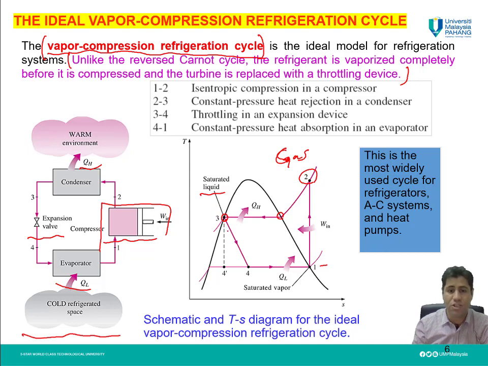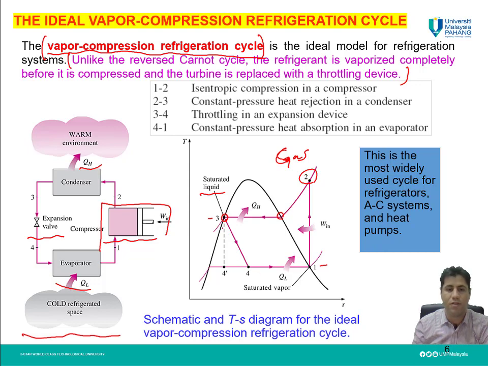Then from state 3 to state 4, we have an expansion valve. The temperature of the refrigerant, due to the expansion, will reduce. As you can see here, the temperature T3 is higher than T4, and during this reduction of the temperature, the phase also is changed.